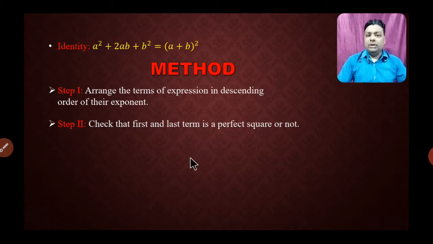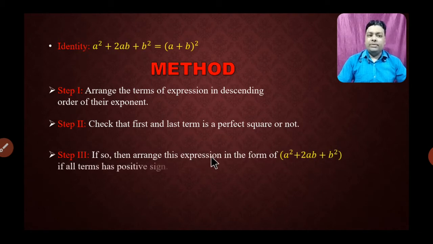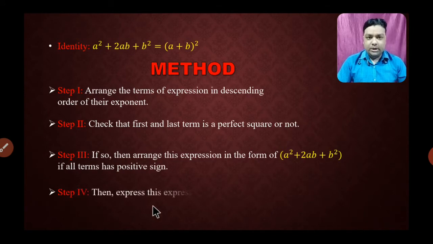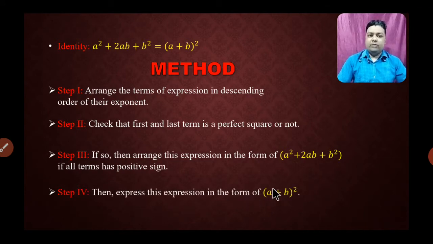Okay student, now step 3. After that, if the first and the last term are perfect squares, then in this case we will use this property if all the terms have positive sign. We have to see the sign also. Okay. Now in step 4, we will express the expression in the form of a plus b to the whole square. At first we will arrange the expression in the form of a square plus 2ab plus b square, and then we can write the expression in a plus b to the whole square form. Okay student? Now let's see some questions on how to solve by using this method.